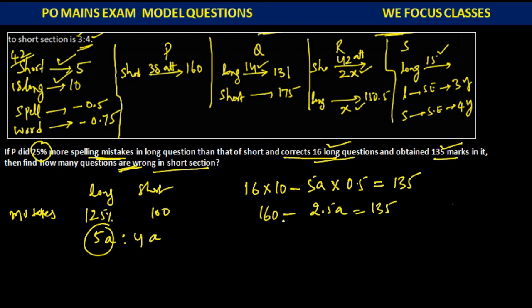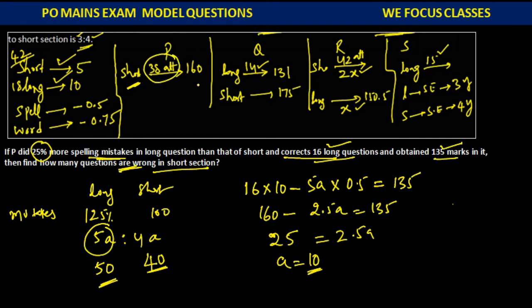If you solve this, what do we get? 160 minus 135 is 25, which is equal to 2.5a. From this we can write a is equal to 10. It means he has done 50 spelling mistakes in the long section and 40 spelling mistakes in the short section. Now you know the total number of spelling mistakes in the short section as well as the long section. In the same way, we know that in the short section he has attempted 38 questions and he got 160 marks. So in the short section we know the total number of marks, that is 160.